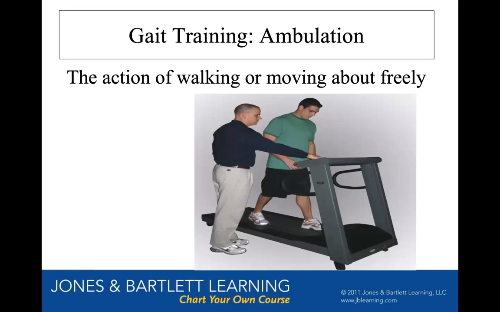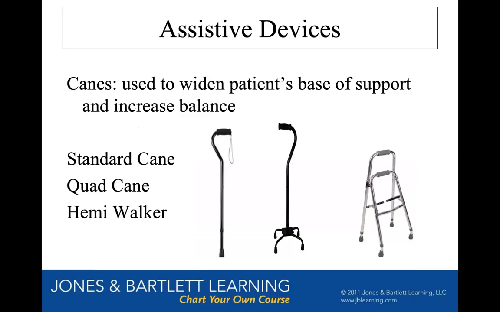Gait training, the action of walking or moving, is pretty self-explanatory. Okay, assistive devices for walking. Everybody knows what canes are. So you've got a single point cane, the kind that only has one point. You've also got a quad cane. That's the cane that can stand up by itself.